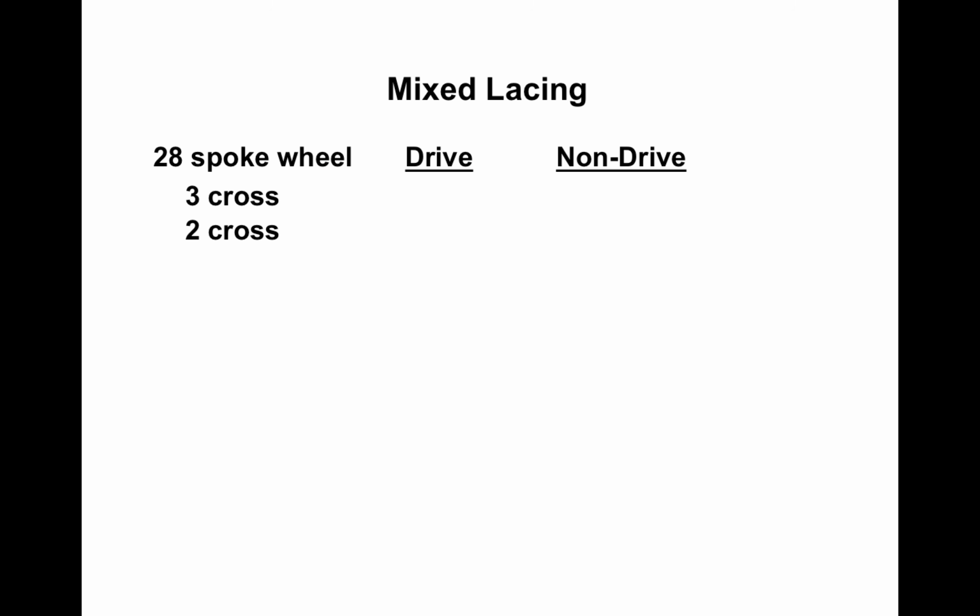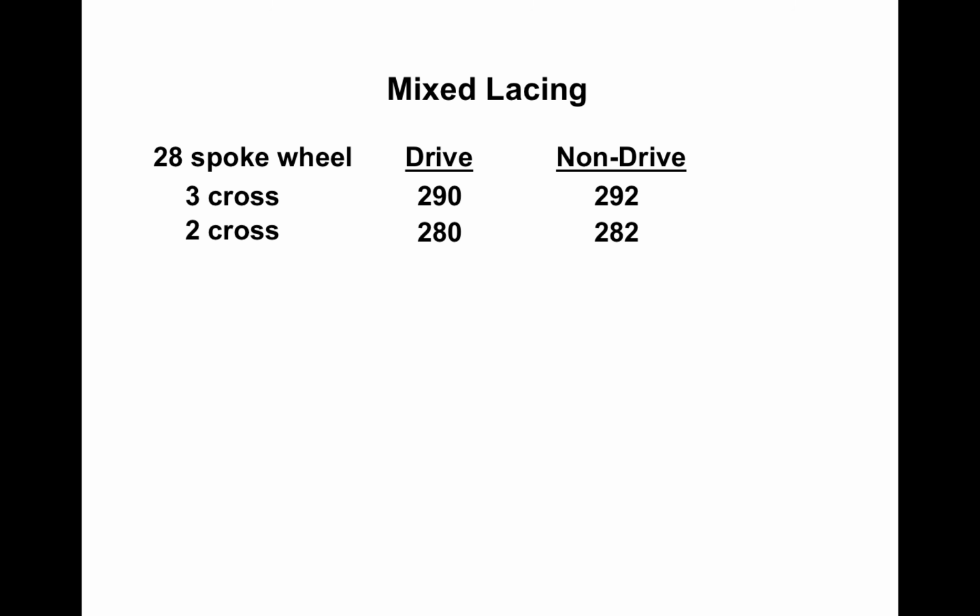When I run my calculation for the 3-cross, I find that I need spoke lengths of 290 millimeters on the drive side and 292 on the non-drive side. When I do the same calculation for a 2-cross, I come up with 280 and 282. I know that the 3-cross pattern will give me spokes that are more tangent, but the 2-cross pattern will give me better bracing angles of the spokes and a little bit more side-to-side stability.